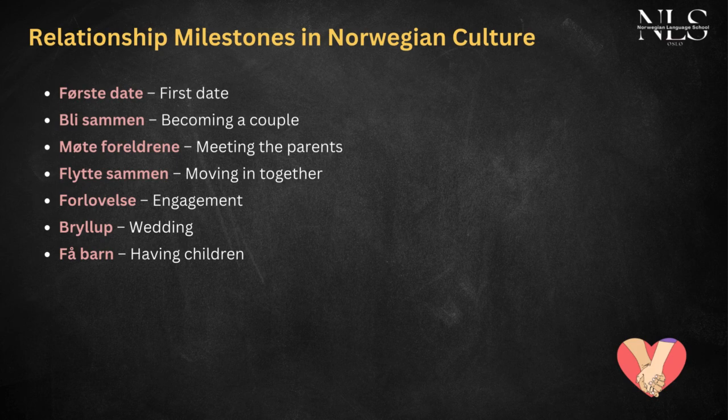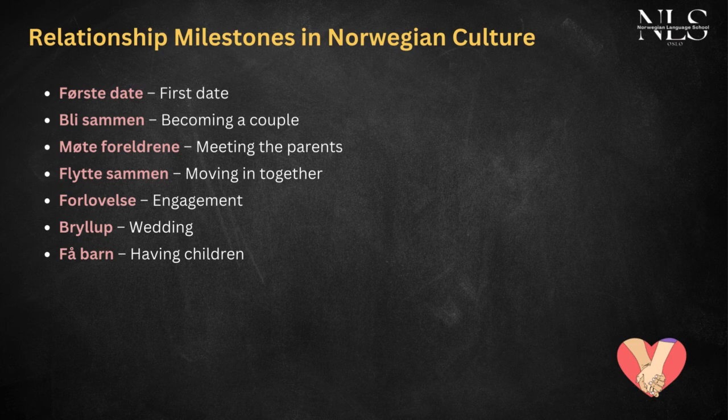Understanding relationship milestones in Norwegian culture can provide insights into the typical progression of relationships. First date, often casual and may involve activities like going for a coffee or a walk. Bli sammen, becoming a couple. The point at which two people decide to be in an exclusive relationship. Møte foreldrene, meeting the parents, an important step, though it might happen later in the relationship compared to some cultures. Flytte sammen, moving in together, a significant step, often occurring before marriage.